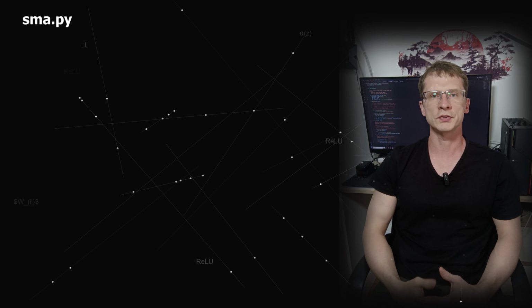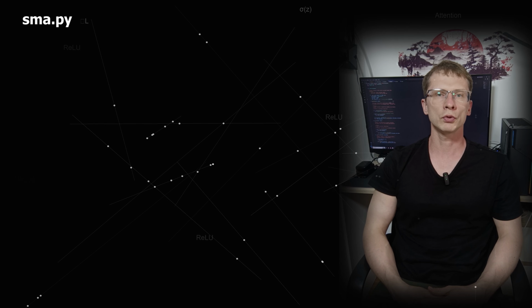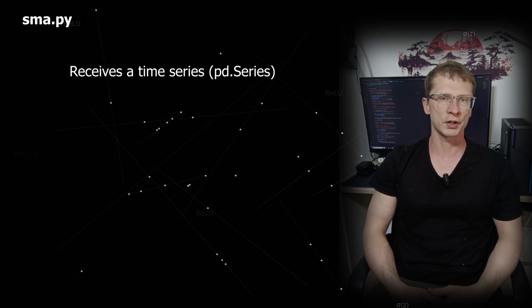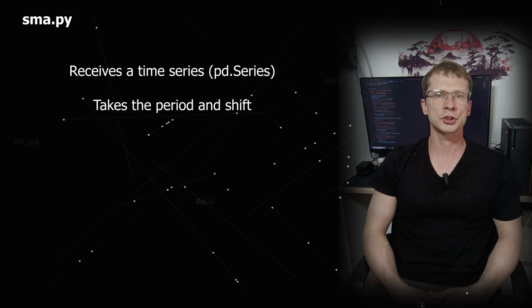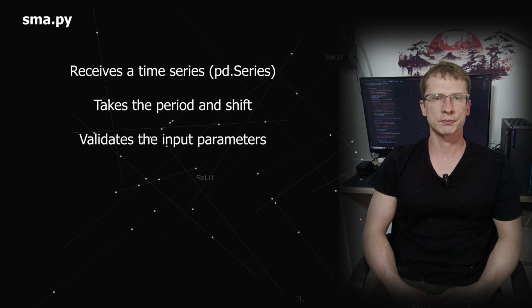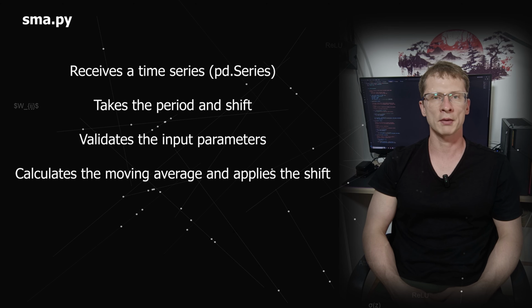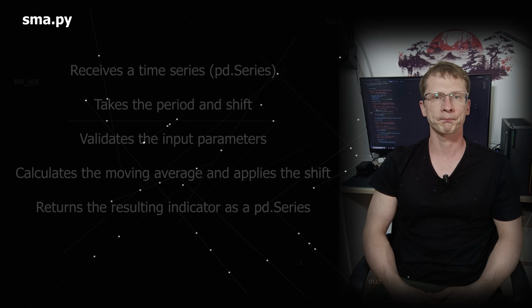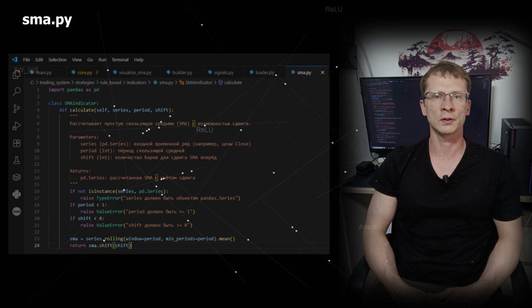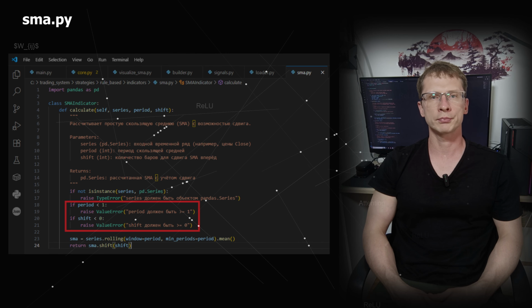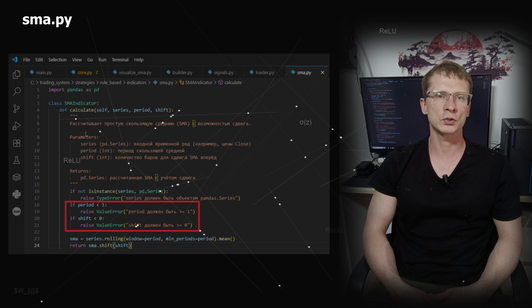Now sma.py. This module performs the mathematical calculation of the simple moving average when called. What does it do? It receives a time series, in our case the closing price, takes the period and shift, for example shift by 1 bar, validates the input parameters, calculates the moving average and applies the shift, and returns the resulting indicator as a pandas series. The calculation itself is literally one line of code. The rest is minimal validation, like ensuring the period and shift are above certain values.